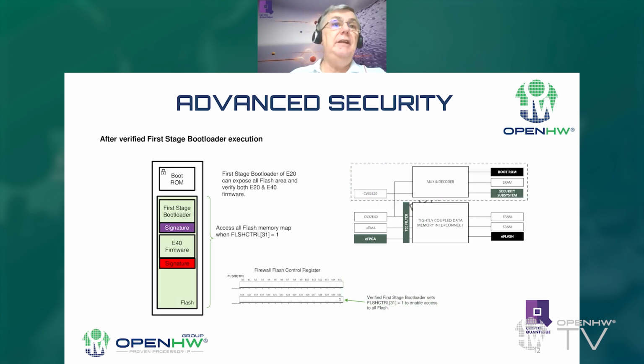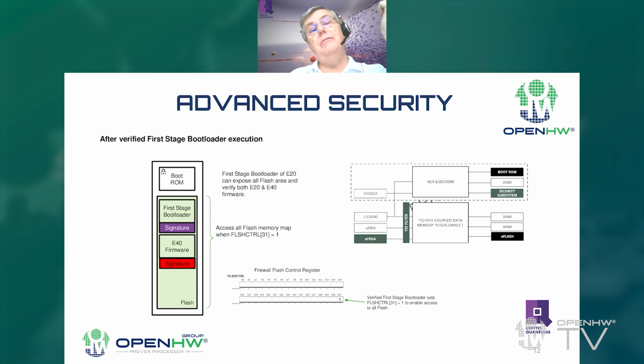So what will happen then is if it's verified that your bootloader is good and it is being signed correctly, then inside that bootloader, because it's come from a trusted source, that bootloader is able to control the firewall, and it will then set a bit in the firewall which allows access to the full flash area, where now the E20 can also check the signature of the firmware that's about to be run by the E40.